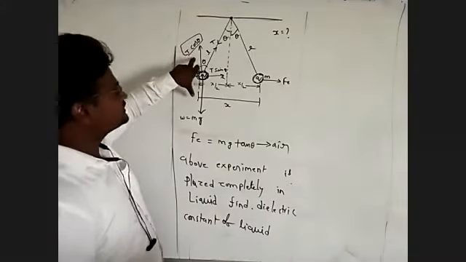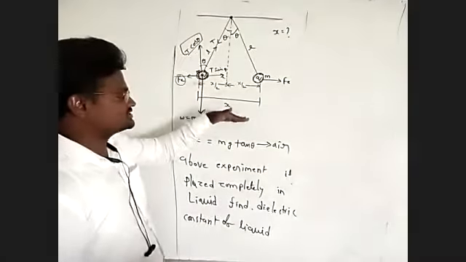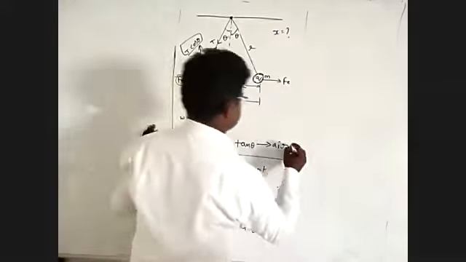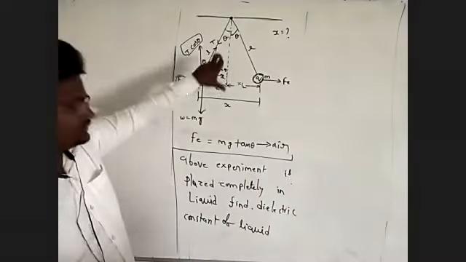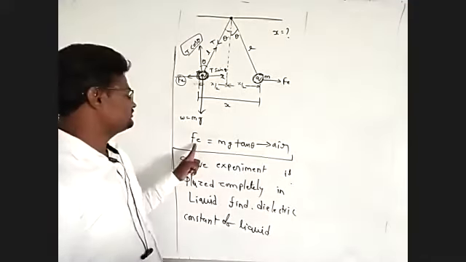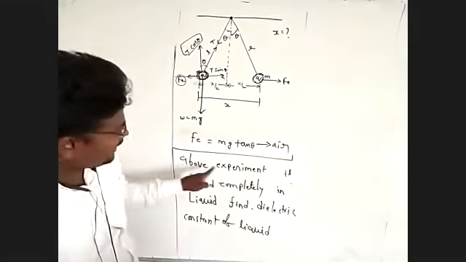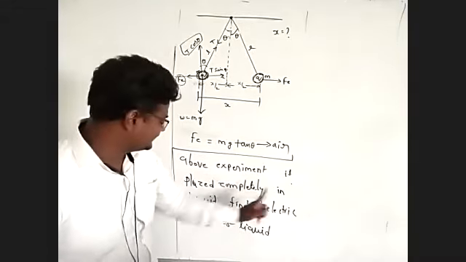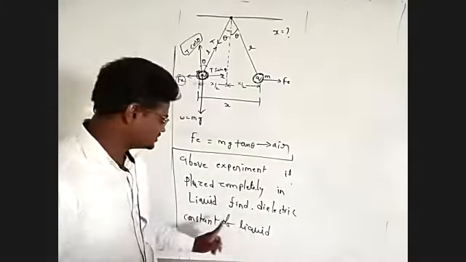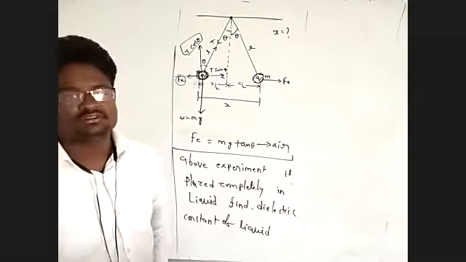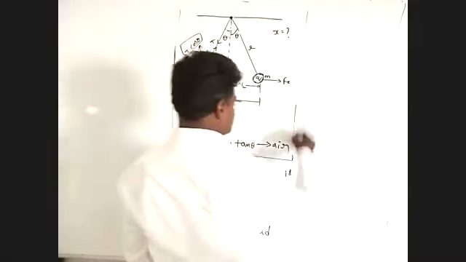This experiment is in air. Now Fe is equal to mg tan theta. The Yabo experiment is placed completely in a liquid. Find the dielectric constant of the liquid. That is very, very important.